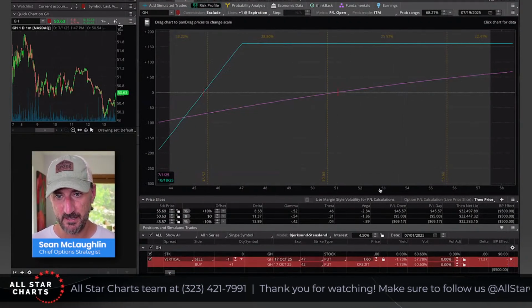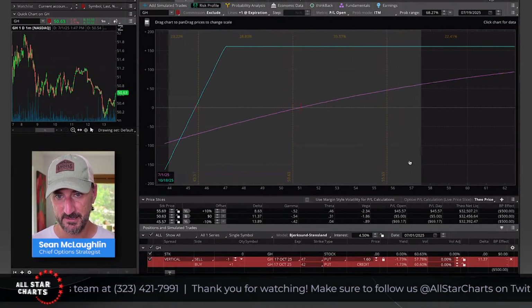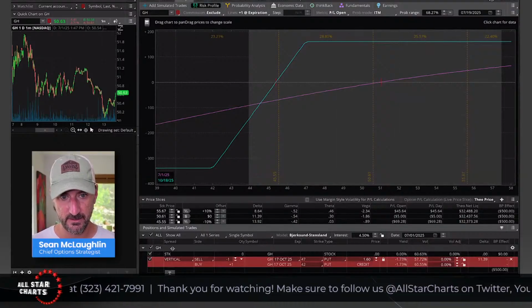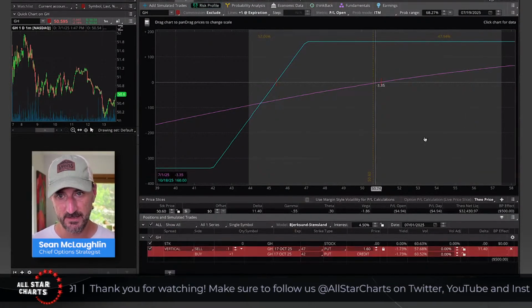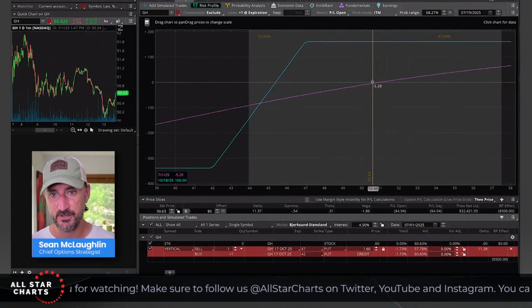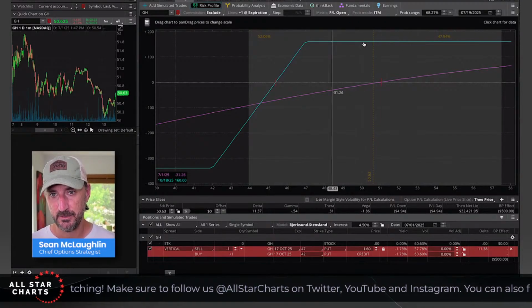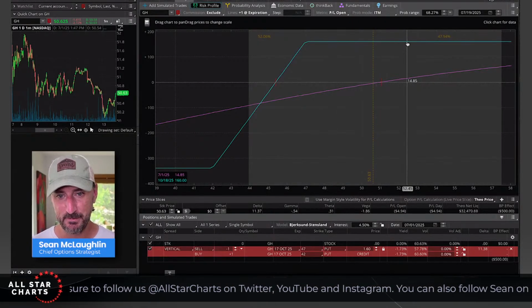So this is what the P&L graph for this trade looks like. Let me zoom out. Let me right size this a little bit for you guys. There we go. And I'll clean up this stuff. Okay, so here we are right now. Here's where the stock is trading. Now you could see that the blue line is where my profits could be at expiration.